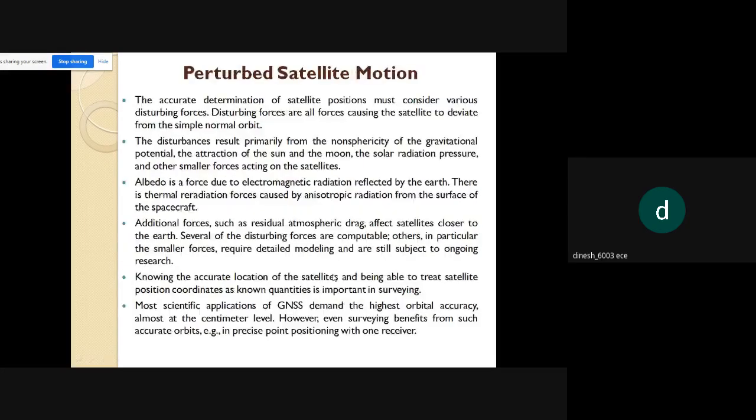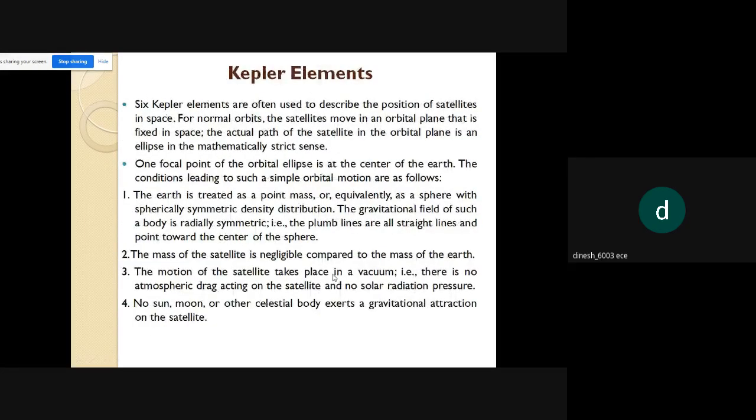So we'll see what the Kepler elements are. There are 6 Kepler elements, as already stated, which are used to describe the position of satellites in space. For normal orbits, the satellites move in an orbital plane, which is always fixed, and the actual path of the satellite in the orbital plane is an ellipse. Strictly, it's always an ellipse, and one has to consider the following orbital ellipse conditions for determining the orbital motion.